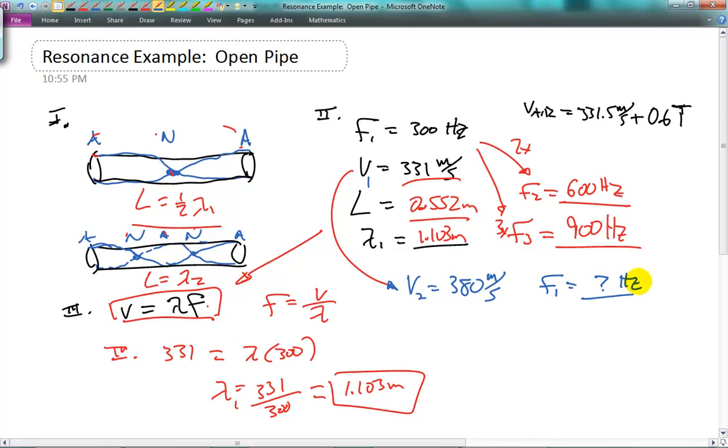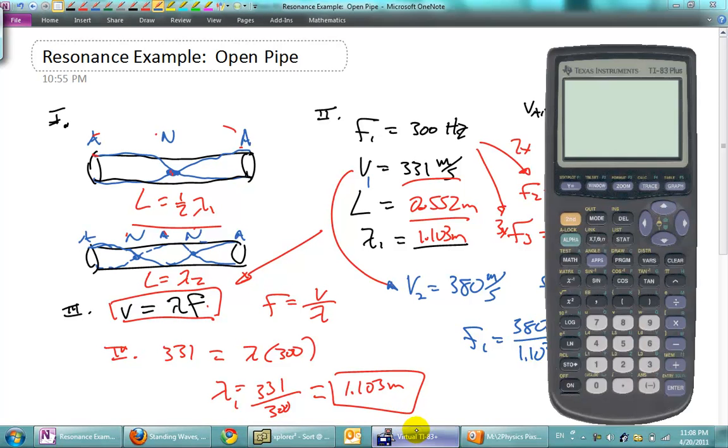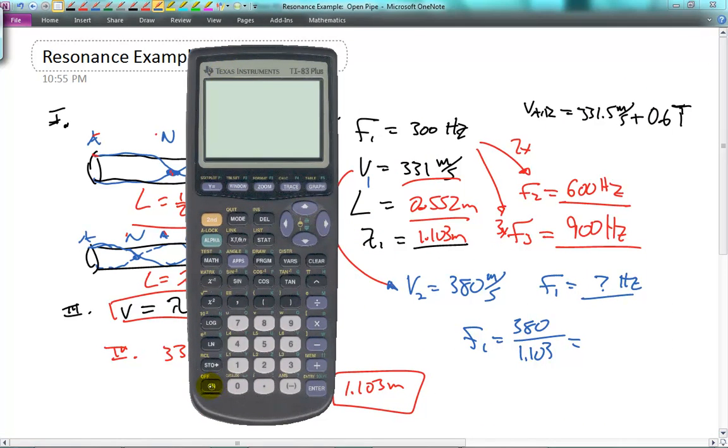Well, pretty easy. We can find frequency if we know velocity, and then we just have to divide it by the wavelength. And the wavelength of the fundamental we solved for is 1.103 meters there. So all we got to do is just take 380 and divide it by 1.103. When we do that, we get 344.5 hertz.